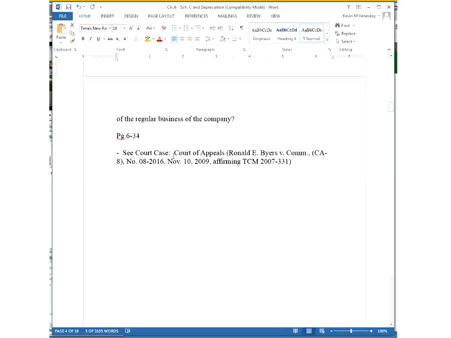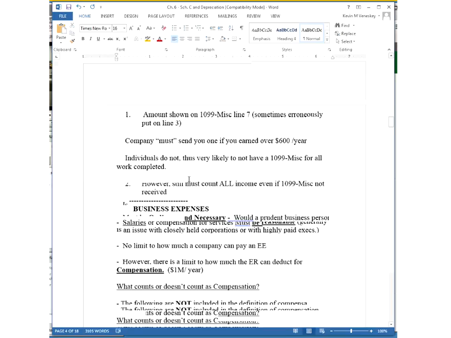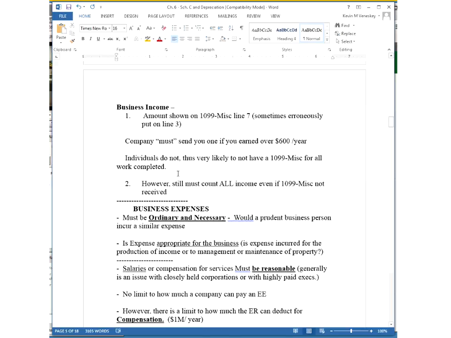There's a case between somebody, if you want, you can copy and paste this into Google and look up this court case, an example of an employee versus employer court case, to see what this individual should have been.